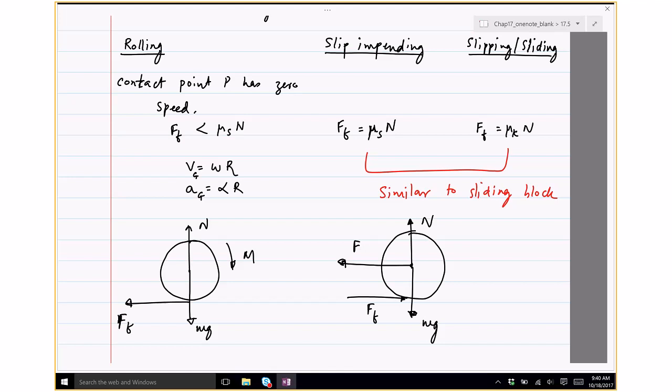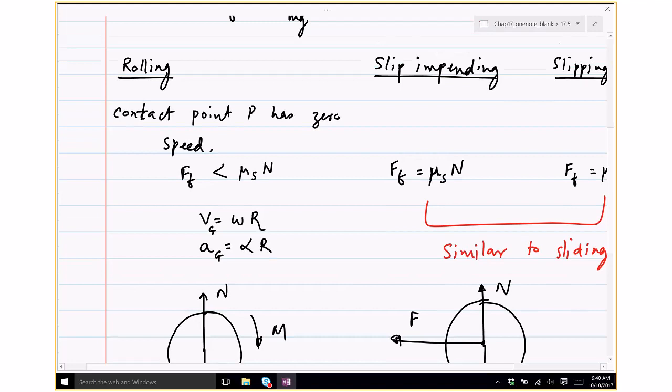No, you cannot say from this if it's slipping or not. So when I draw this figure, it doesn't mean that this is slipping. What I've only told you is that when it's rolling, the friction force is less than mu s N.